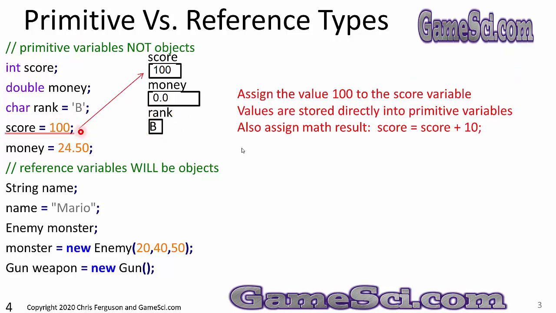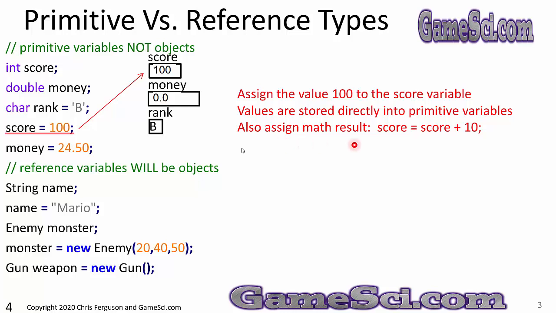Score equals 100. What we want to do is access the score variable and assign it the value 100. Values are stored directly into primitive variables. What do I mean by primitive variables? Primitive variables means it's so small, it's so simple, Java allocates just one piece of memory, and when you put something in that memory, it stores it directly into that variable.